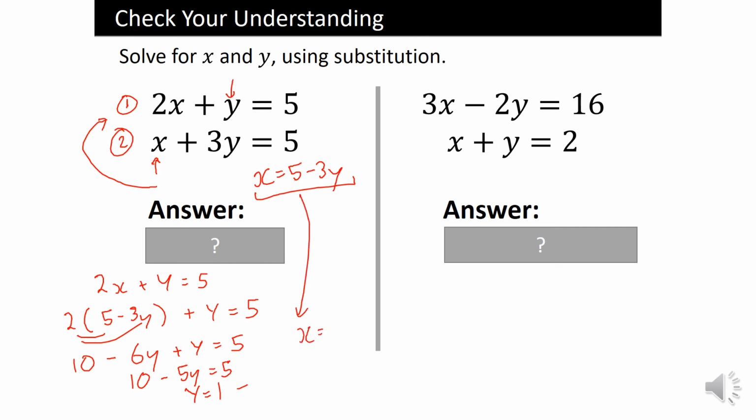From there, we can solve for x using our equation here. So we've got x equals 5 minus 3y. So if y is 1, that tells us it's 5 minus 3, which is 2. So our solutions are x equals 2, y equals 3. And I'm not going to go through this next one, I'll just put the answers up. So bear with me.